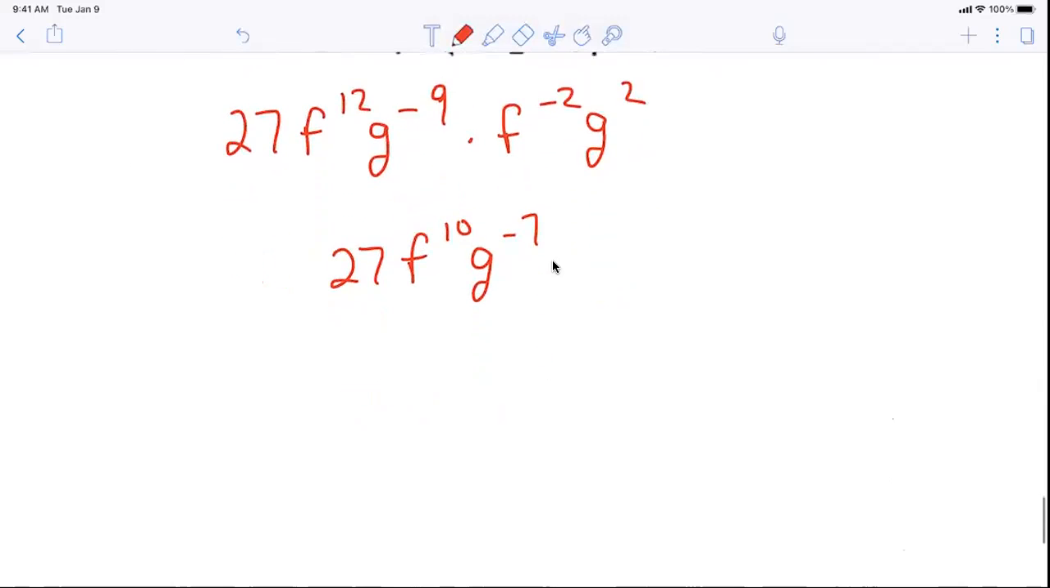So it would be 27 times f to the 10th over g to the 7th. Yeah, see, calm down. You got it. See, slow down, man. Okay. Beautiful, easy, simple, following the rules. Simple as that, following the rules. If you know the rules, you can play the game. It really is simple. Really, really simple.